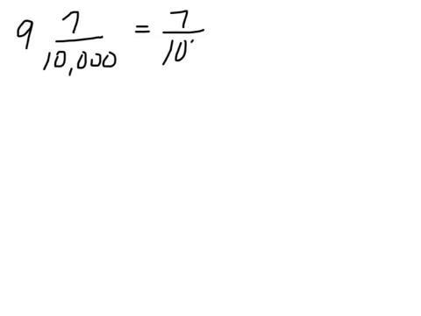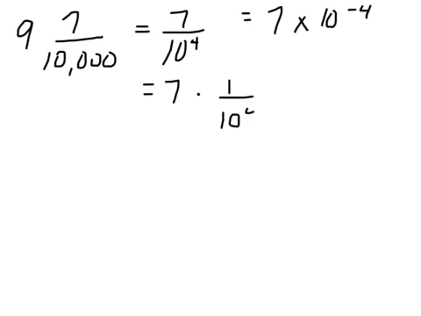And number 9, we're supposed to write without using a fraction. So they want us to basically write it in scientific notation. Now, this is the same thing as 7 over 10 to the 4th power, right? Isn't 10,000 10 to the 4th power? So what we can do is say that this is 7 times 10 to the negative 4 power, because I can look at this as 7 times 1 over 10 to the 4th, and 1 over 10 to the 4th can be written as 10 to the negative 4th.